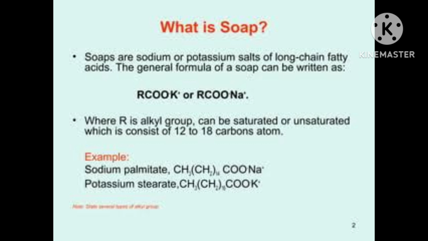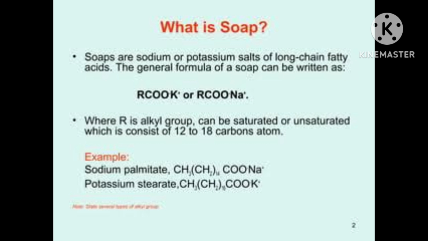Now, why are we expressing it only in terms of calcium carbonate equivalent? Why not in terms of magnesium, or in terms of other ions? The reason is that calcium is found in more quantity in comparison to magnesium or other cations.